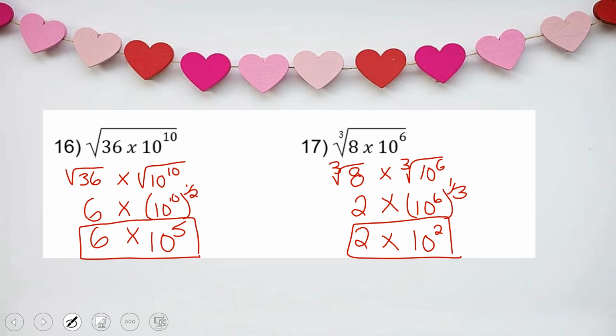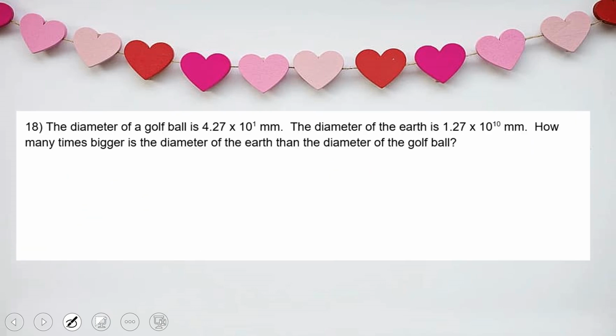All right, now let's look at some applications of scientific notation. Like, when would these potentially be used? So the diameter of a golf ball is 4.27 times 10 to the 1st millimeters. The diameter of the Earth is 1.27 times 10 to the 10th millimeters. How many times bigger is the diameter of the Earth than the diameter of the golf ball?